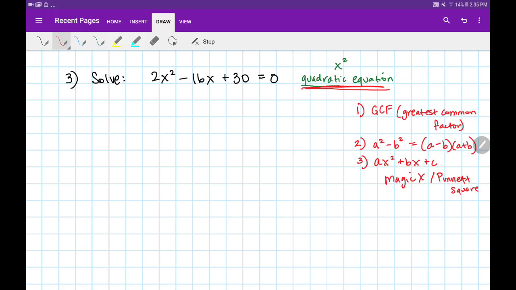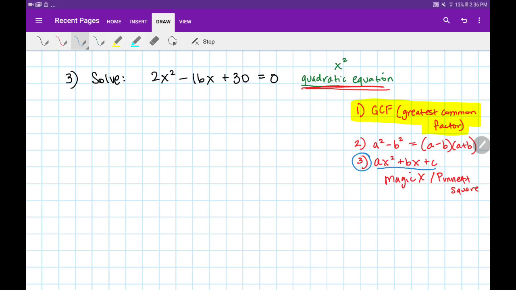Okay, so these are our three options. So let's see what we have here. Well, this is in this form, ax squared plus bx plus c. I see because I have this x squared, the x, and there's my constant at the end. But it would be actually foolish to jump into magic X if I don't check GCF first. Always check. Is there something you can pull out from every term before you begin factoring with the other methods?